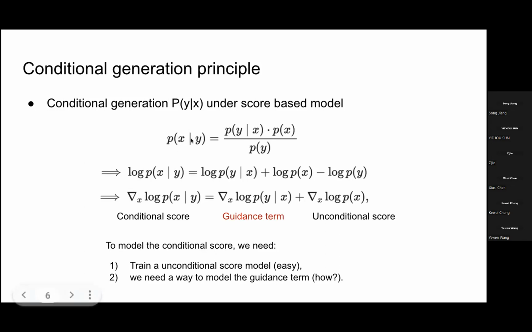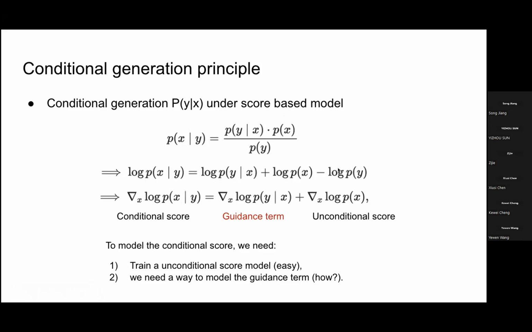And if we take a log of both sides and expand them, then we can have something like this, right? This is just taking a log. And again, we take a gradient over X for both sides. We can have the gradient of X for the first term on the right side, and for the second term on the right side.